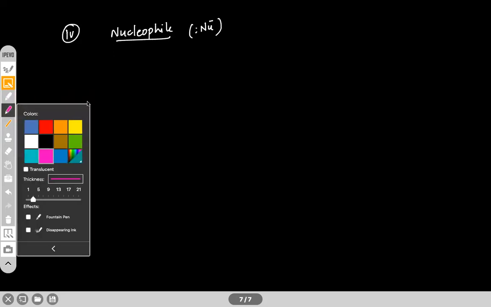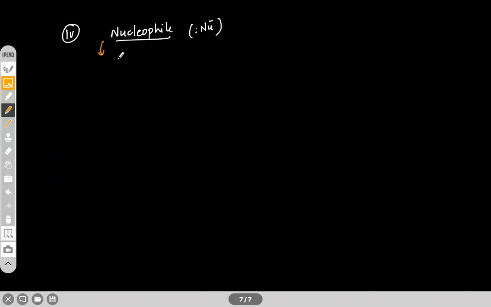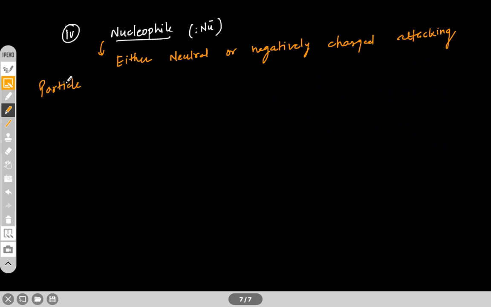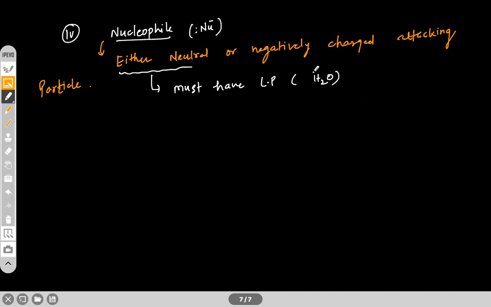What is a nucleophile? It is either a neutral or negatively charged attacking particle. Okay, if it is neutral, then it must have a lone pair. For example, we have water, a neutral nucleophile. Yes. Phenol, a neutral nucleophile. Okay, alcohol also, a neutral nucleophile.